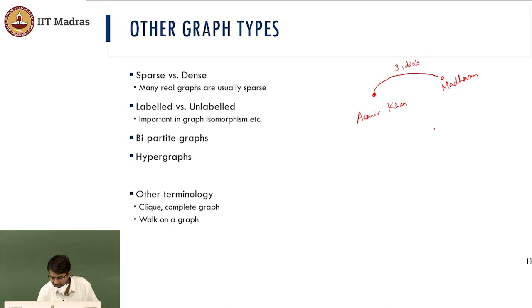Can you mention some other movie with Aamir Khan in it? Tare Zameen Par. And I don't remember the name of any other actor from that movie, and I don't even know what the child was called. Darshan. Okay. Right. Okay. And I'm just going to put an edge.